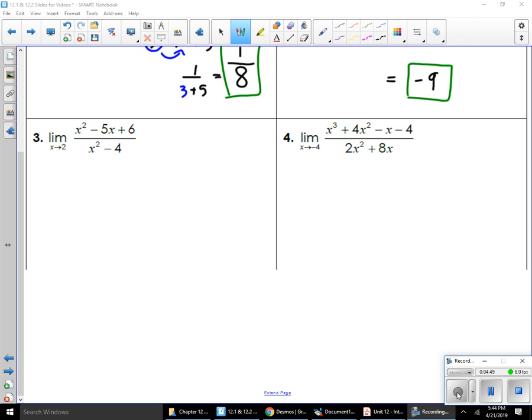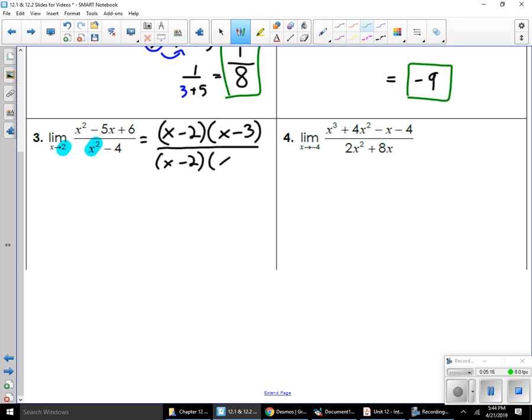One more quick quadratic one. Now 2, we couldn't just do a direct substitution. 2 squared is 4. 4 minus 4 is 0. Not going to work. But once again, a bit of factoring can save the day for us here. Two numbers that multiply to 6 and add to negative 5, well, that's just negative 2 and negative 3. In the denominator, x squared minus 4 is a difference of squares. So that's an x minus 2, x plus 2.